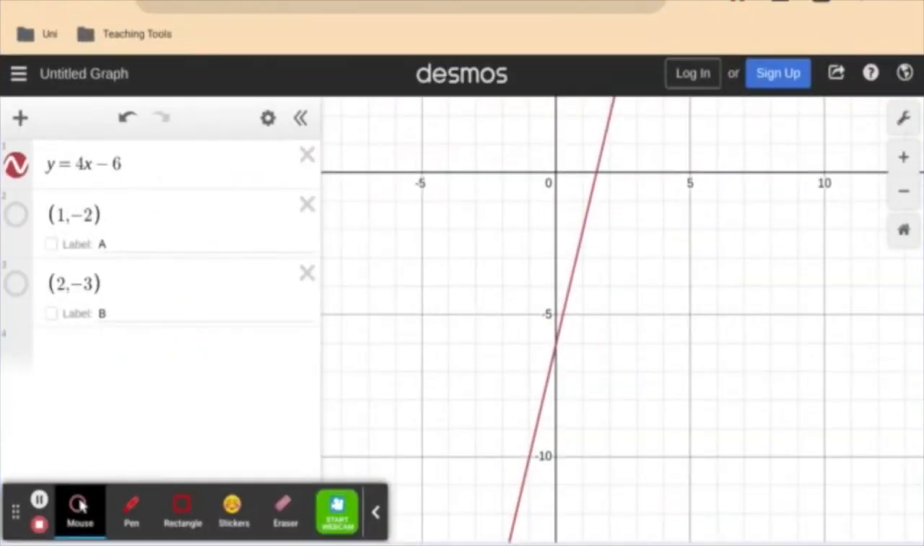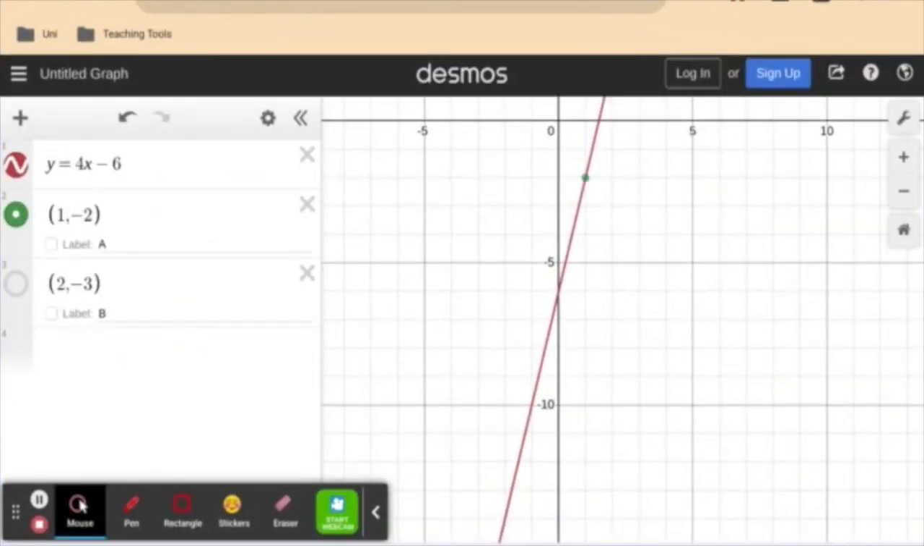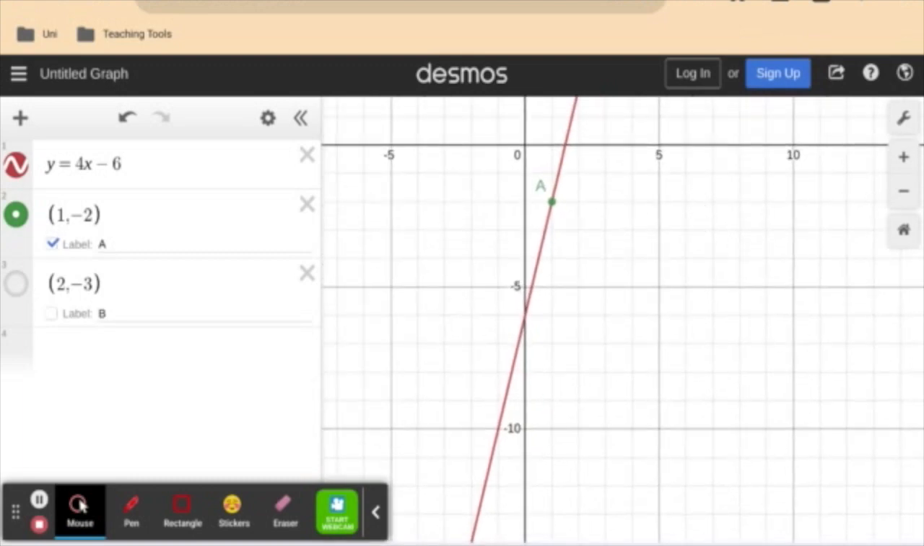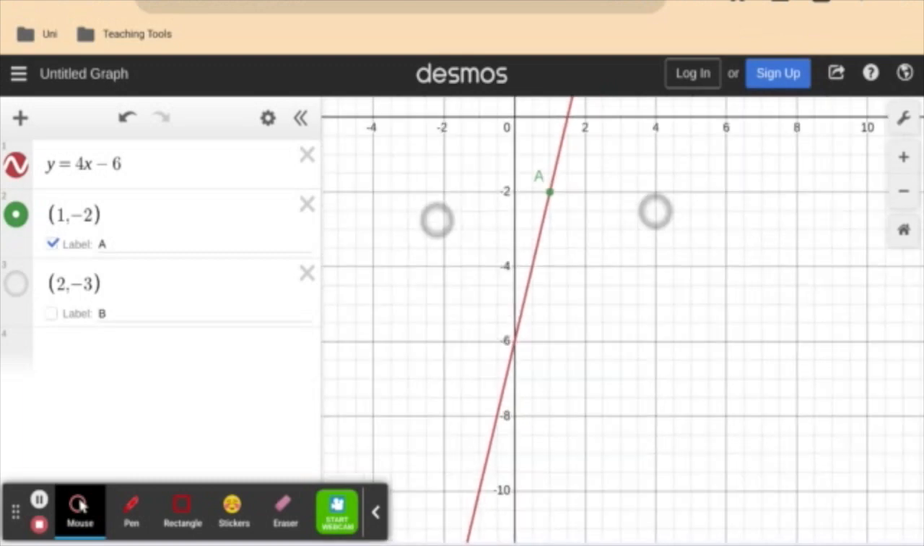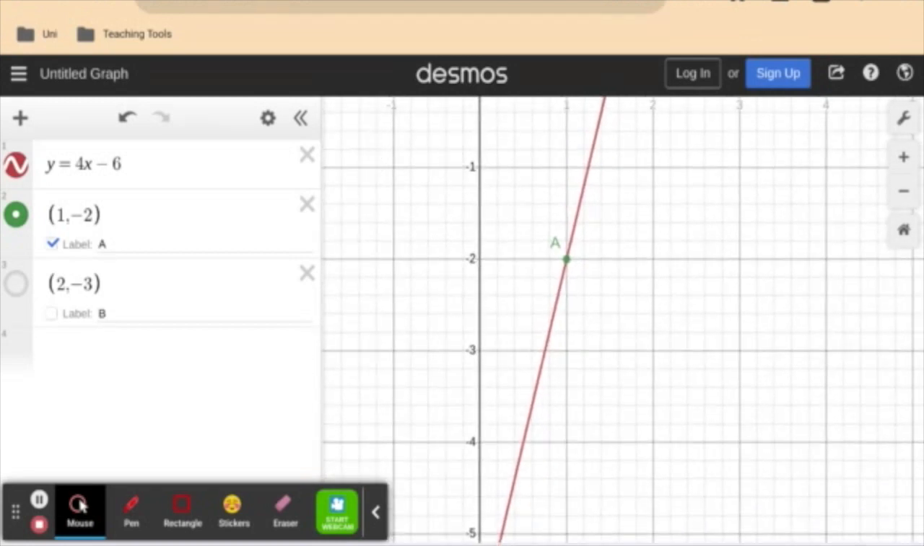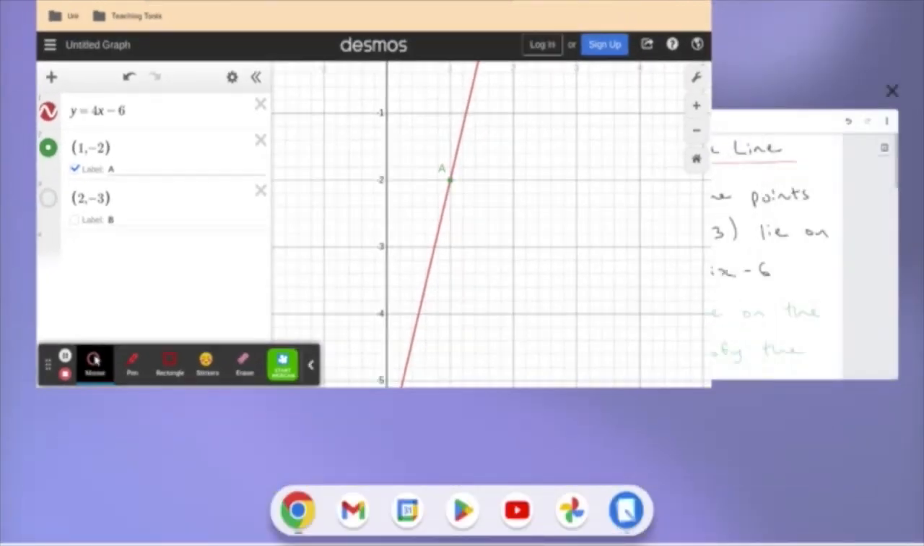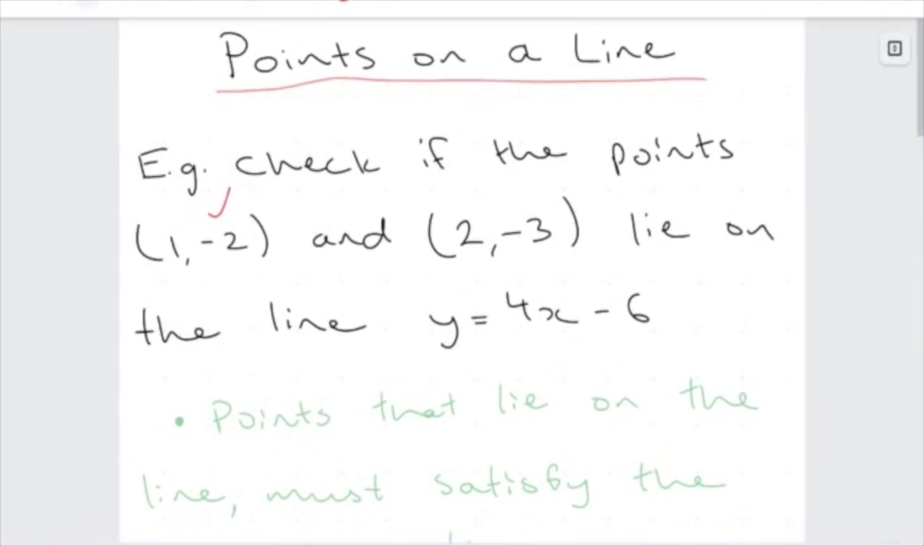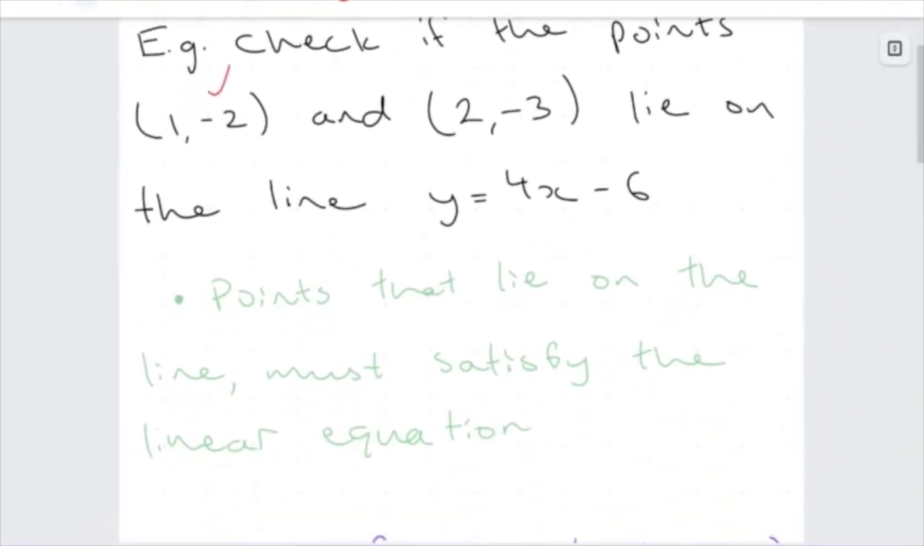And I kind of gave you a little spoiler here, but you can see this point 1, -2. So 1 along the x-axis, -2 along the y-axis. This point A actually does lie on my line. Now let's check this for, we'll call this one point B. So 2, -3.